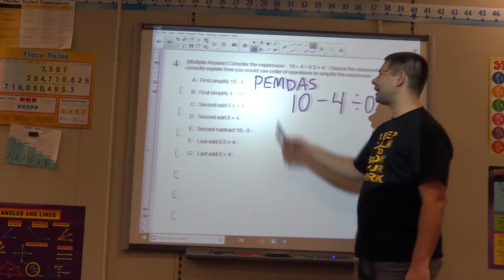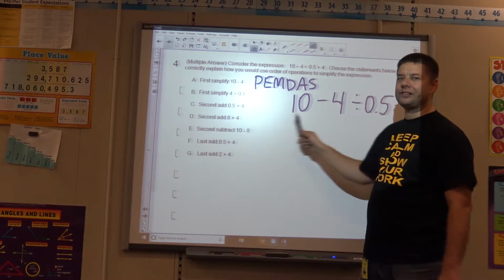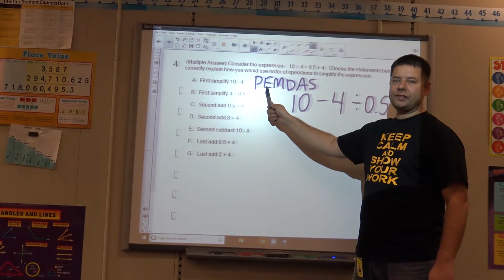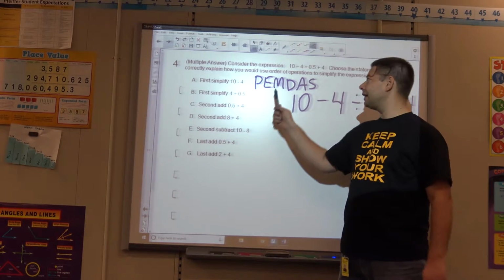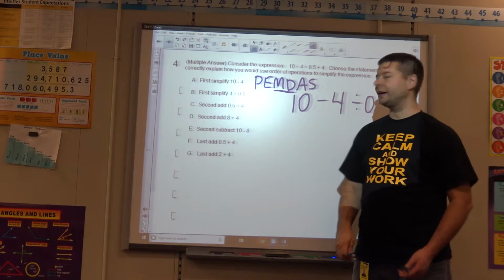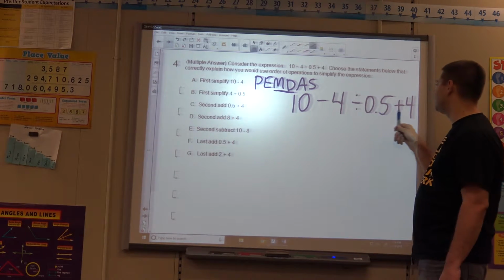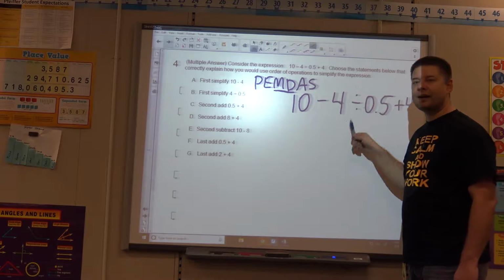Okay, and with PEMDAS, I know I start with parentheses. I don't see any parentheses here, so I'm not starting with parentheses because there's none. Exponents is next, that's the E. There are no exponents, so I move on. Next, it's multiply and divide. We do that in the same step and work from left to right. So let me just check this out. Let's see, subtraction, division, addition. I found it. Division. I need to divide first.